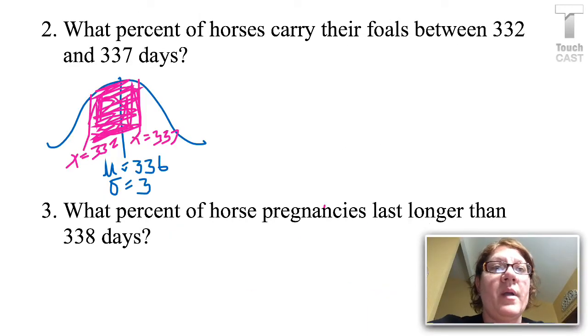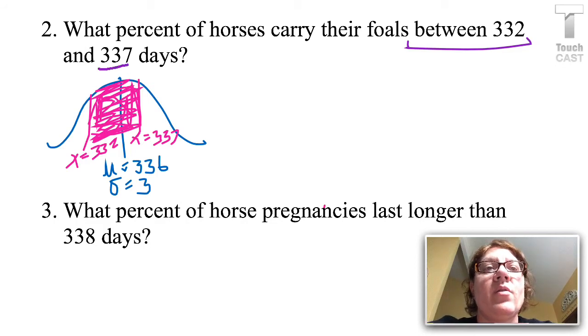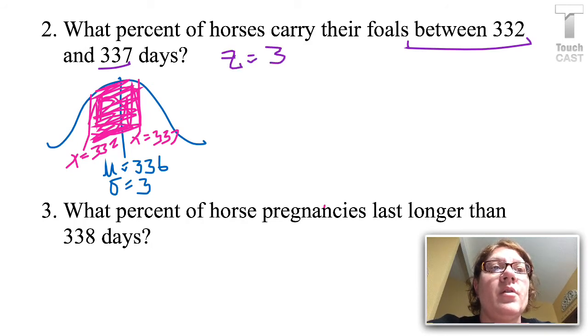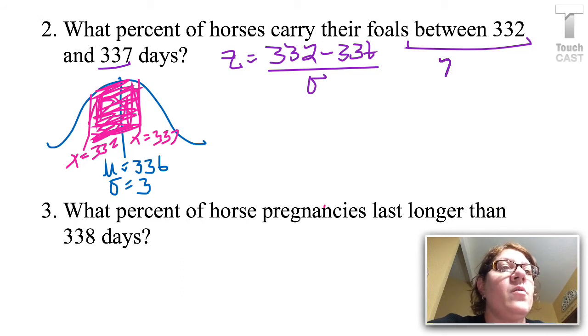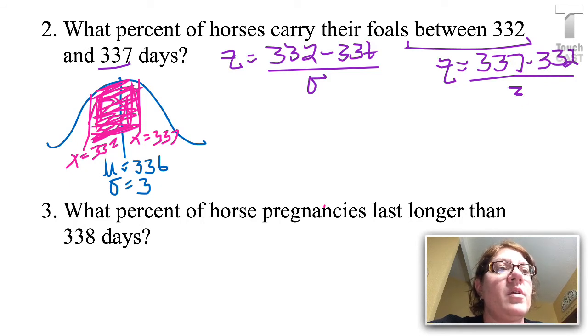So again, I've drawn my bell, got the mu and standard deviation in the center, and this time I want between 332 and 337, so I've labeled them. But that means I'm going to have to find 2 z-scores because I need to look up 2 areas, and then of course I'll subtract them, which is what we've been doing. So I'm writing out my z-score twice. Yes, you have to show all this work. Okay, goody. You get to cry and whine and complain at home. Oops. This is 3. I don't know why I wrote sigma. That should be a 3.